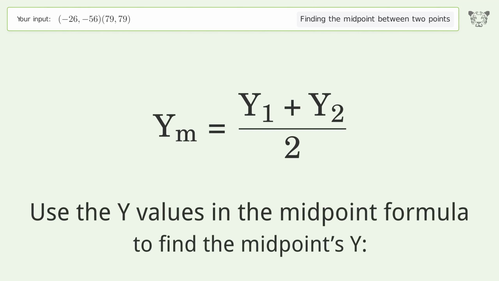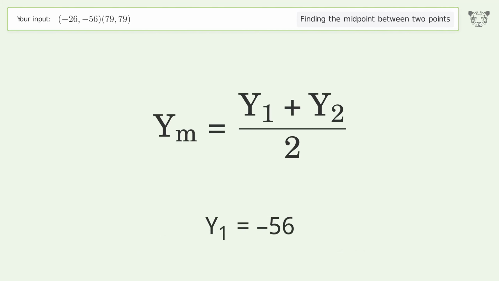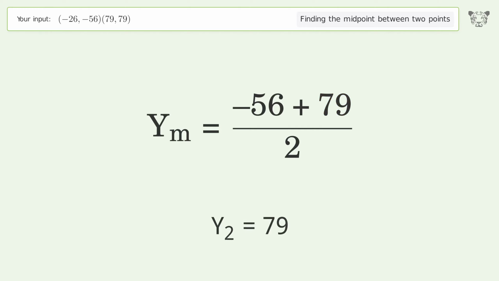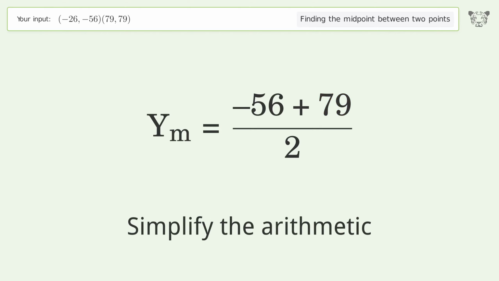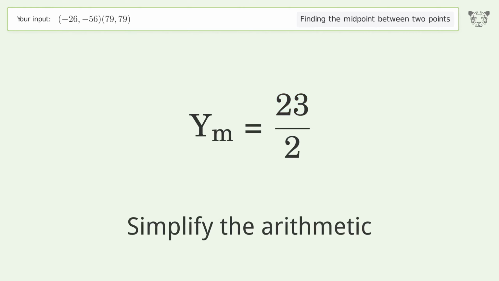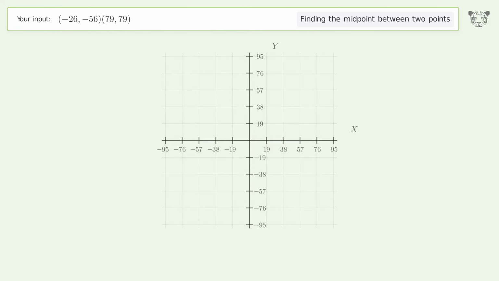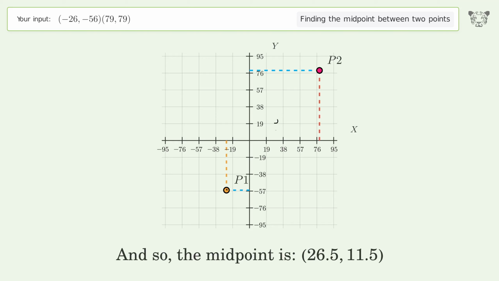Use the y values in the midpoint formula to find the midpoint's y. y1 equals -56. y2 equals 79. Simplify the arithmetic. And so, the midpoint is 26.5, 11.5.